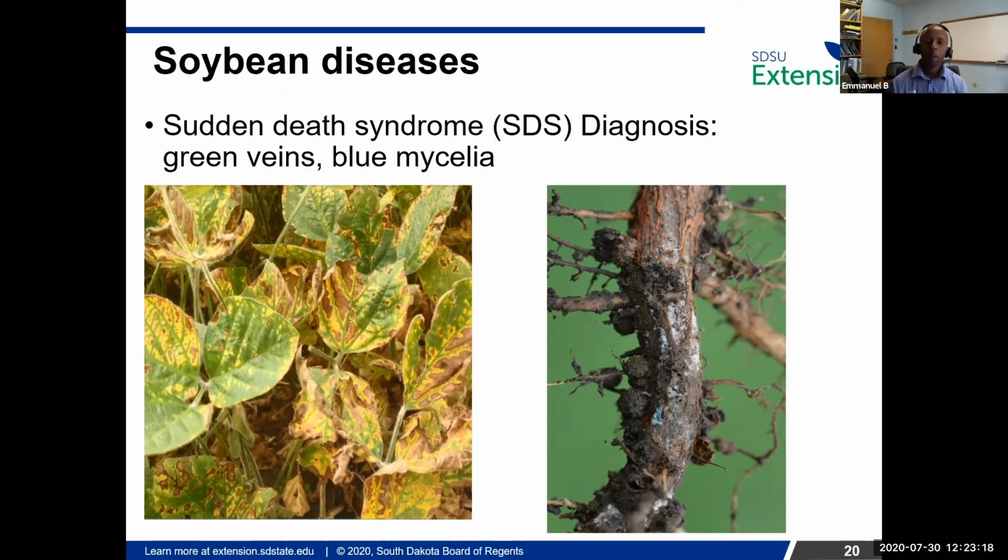When it comes to managing SDS, basically your best bet is using seed treatment, and we also have some varieties that are tolerant. We don't have resistance in most of the maturity groups we're growing. Seed treatments, we have iLevo. We also have a new one, Saltro, that is pretty good against sudden death. So these seed treatments can help.